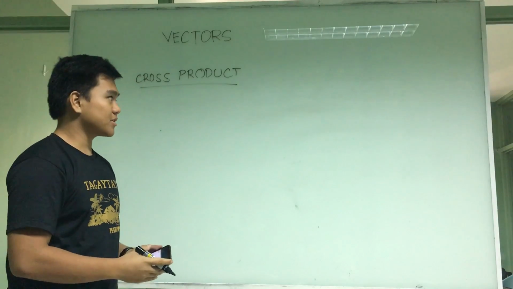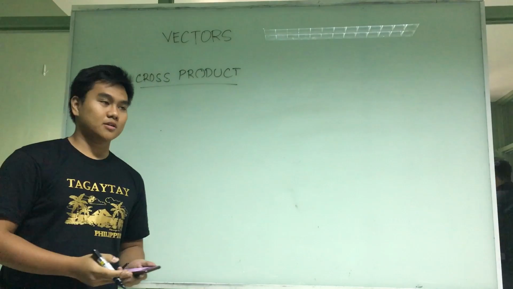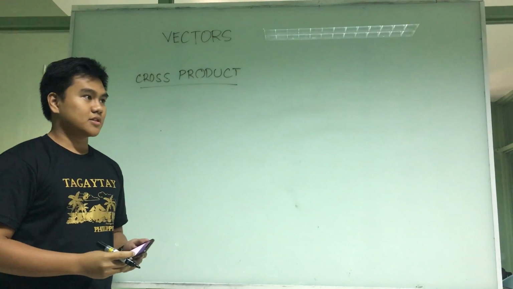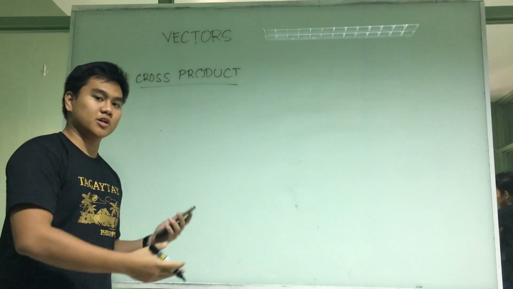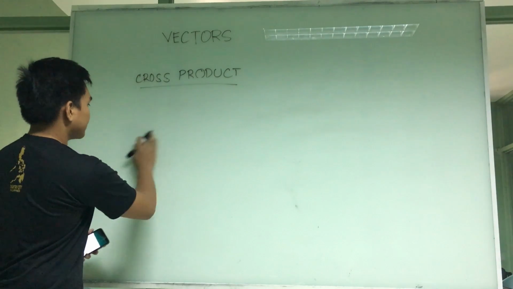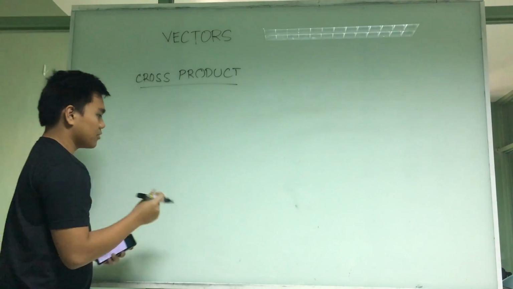Okay, so lastly, we're going to talk about cross product. Cross product is getting the value of the other perpendicular vector. So we'll have it like this. Let's have some sample problems.